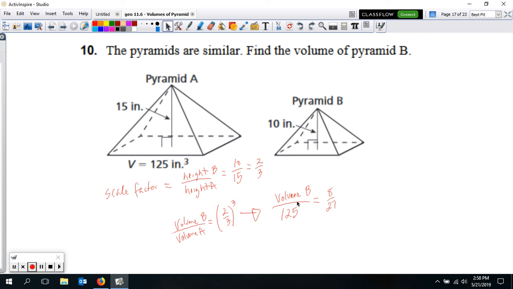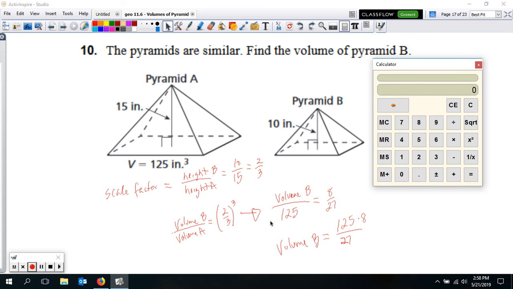So what we need to do now is we could cross multiply, or we could just multiply both sides by 125. So that's something we can try to do. Just multiply both sides by 125. That would end up giving us 125 times 8 over 27. So we can do that in the calculator. I'm going to multiply 125 times 8 for the top. That gives me 1000, divided by 27. Now that would give me this number, 37.03. So we're not getting a nice easy whole number on this one.